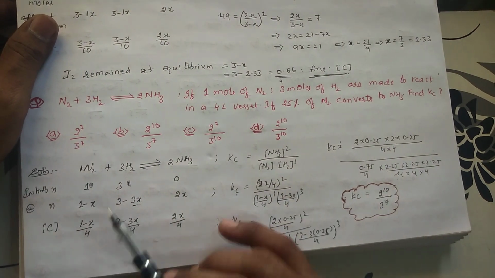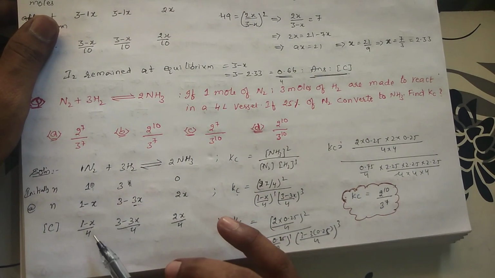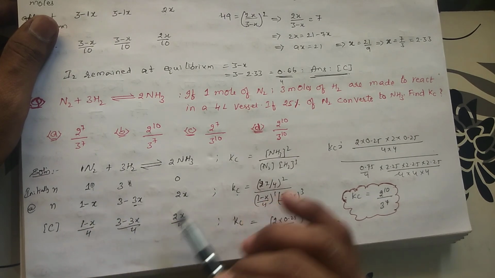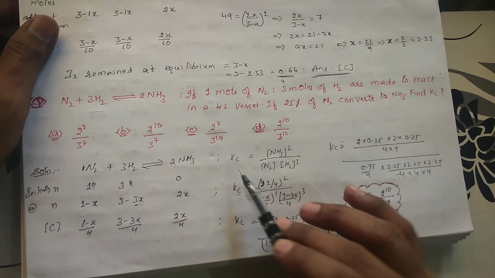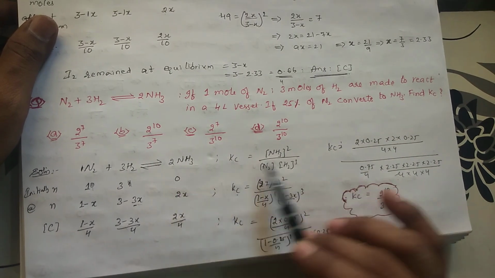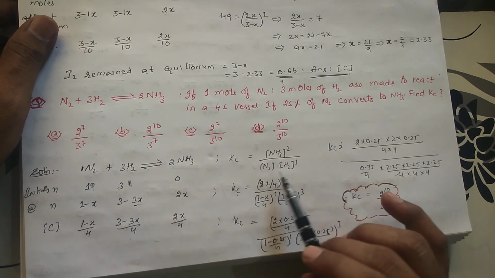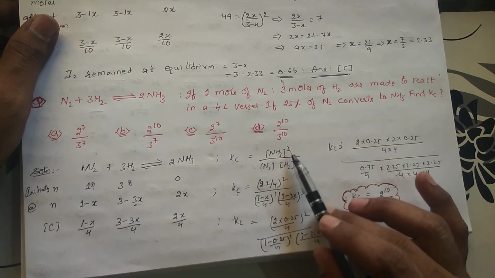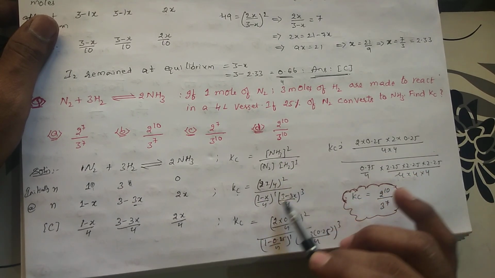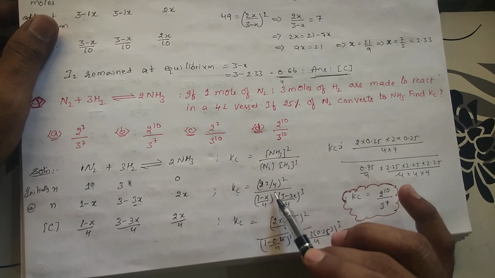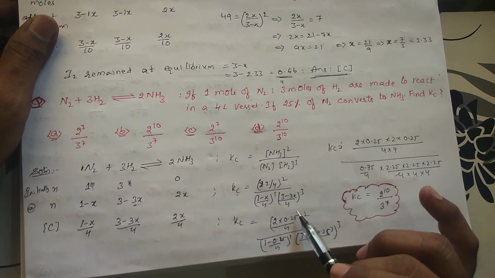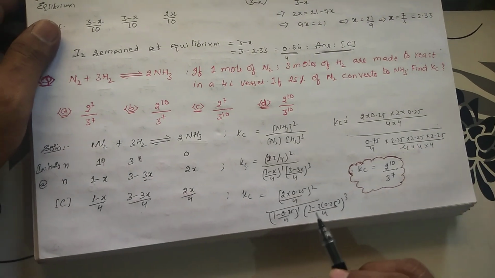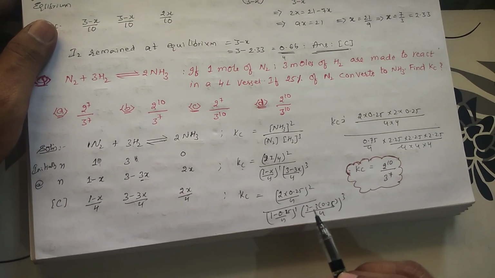If you go for the concentration, number of moles by volume, right? So it is 1 minus x by 4, 3 minus 3x by 4, and this is 2x by 4. So Kc will be equal to, write the equation, NH3 whole power taken twice, N2 whole power 1, H2 whole power 3. NH3 whole power square is (2x by 4) whole square, (1 minus x by 4) whole power 1, (3 minus 3x by 4) whole power cube. If you solve the entire thing slowly, you will be getting these values.